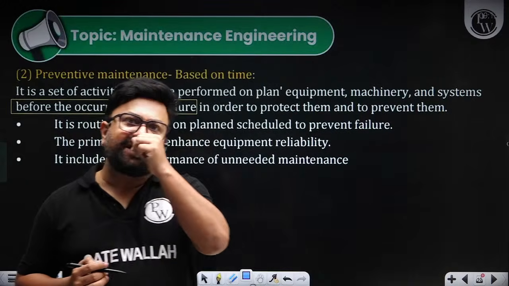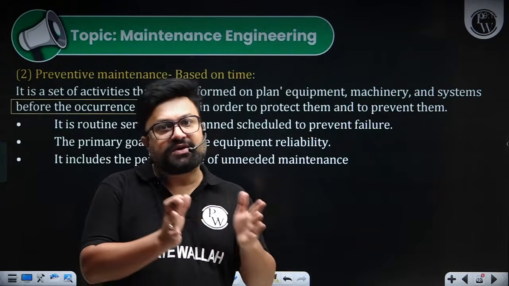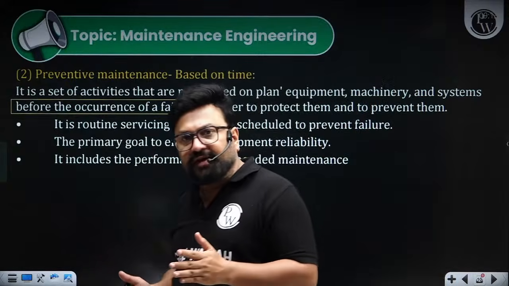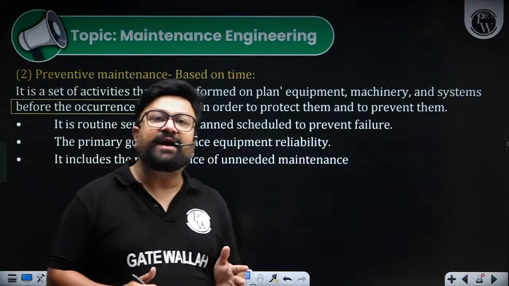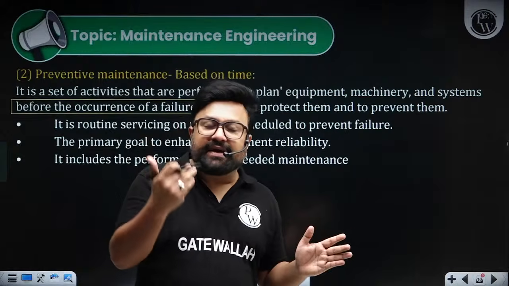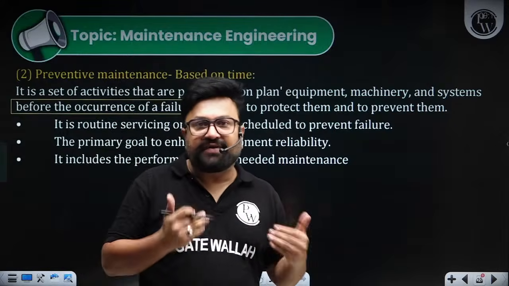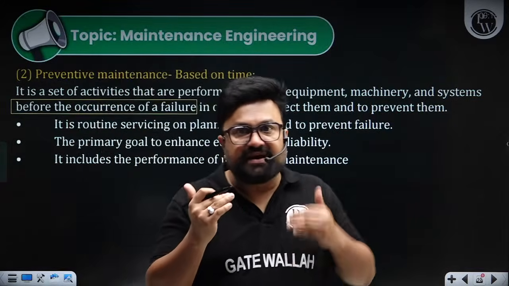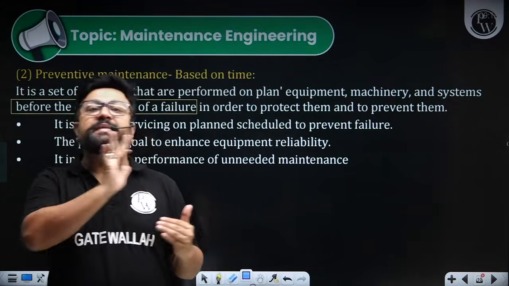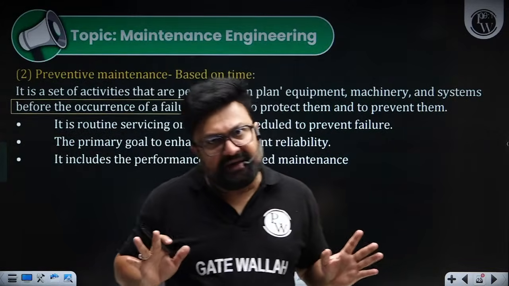So basically we are doing a routine checkup or routine servicing at a regular interval of time. It is a routine service or plant schedule to prevent the failure. At a particular interval of time, we do a routine checkup, and if required, then we provide the maintenance. Here the primary goal is to enhance the equipment reliability. If the equipment gets service at regular intervals, then the chances of failure get reduced and its reliability increases, right? If you provide the regular maintenance, then there is no need for unneeded maintenance here.